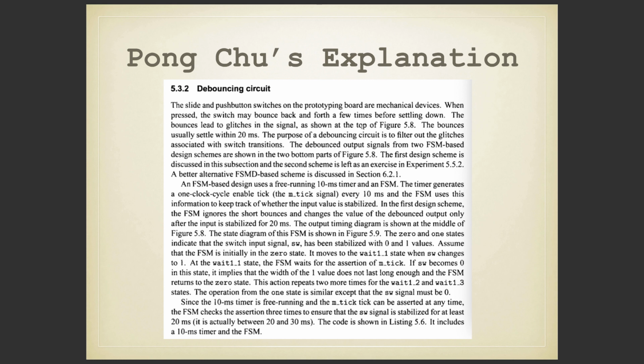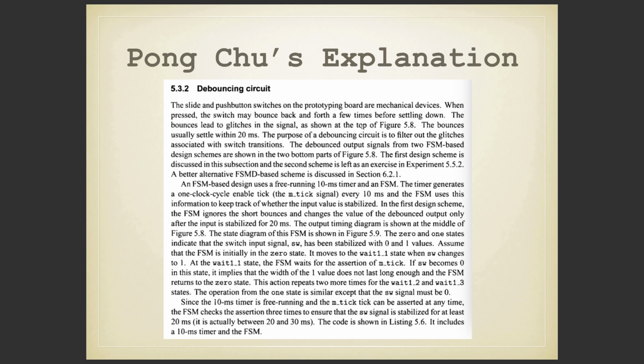The debounced output signals from 2 FSM-based design schemes are shown. The first scheme is discussed in the subsection, and the second scheme is left as an exercise. We, of course, want the first. A finite state machine-based design uses a free-running 10 millisecond timer along with the state machine. The timer generates a 1 clock cycle enable tick every 10 milliseconds, and the state machine uses this information to keep track of whether the input value is stabilized.